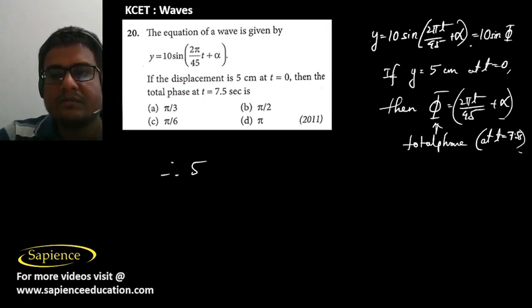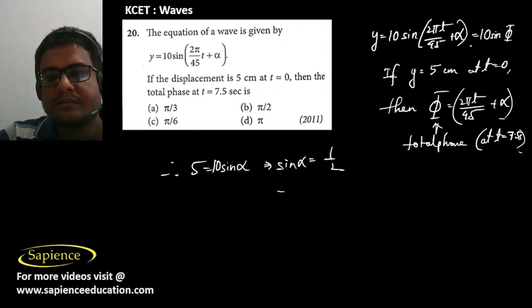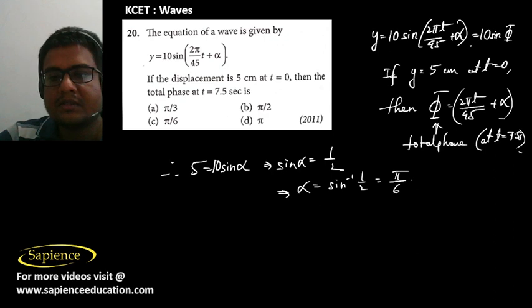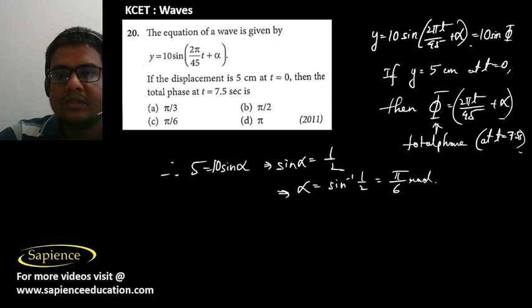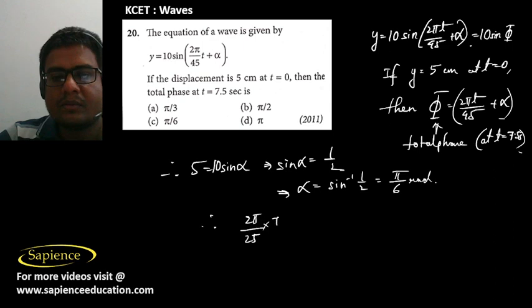Now therefore we can say that at t equal to 0, 5 is equal to 10 sine alpha, so sine alpha is equal to half. So alpha is equal to sine inverse half, that is equal to pi by 6, since sine 30 is half. So pi by 6 radian is alpha. Alpha is also called the initial phase. So therefore we have to find the value of 2 pi by 45 into 7.5 plus alpha, that is pi by 6.